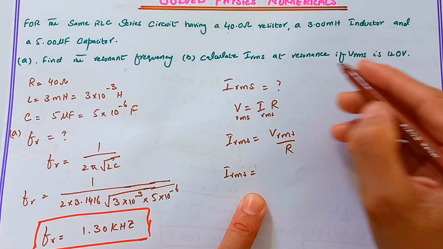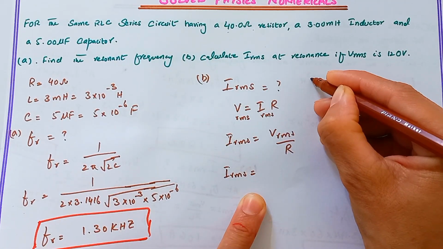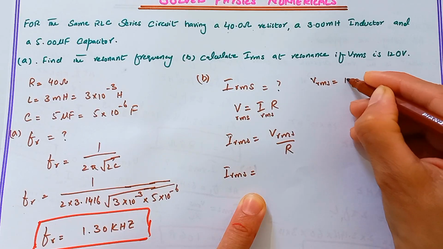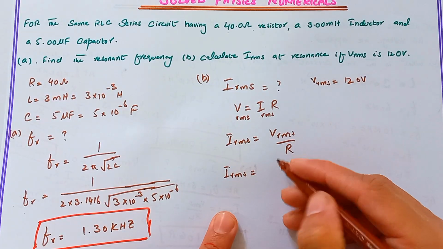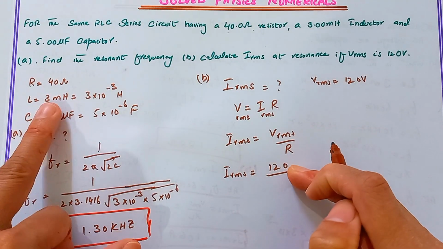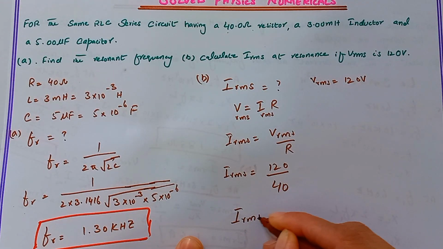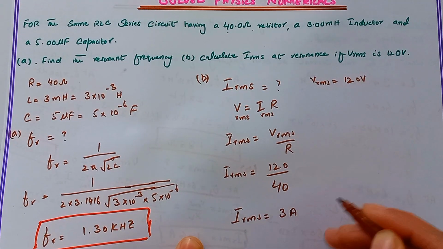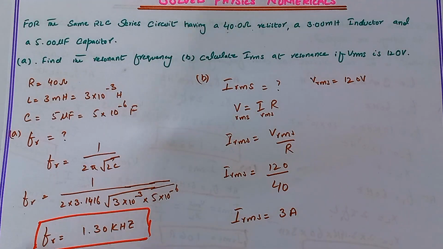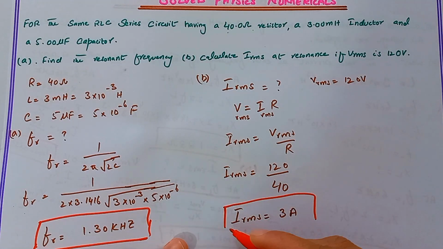For part B, the root mean square voltage is given as 120 volt. Put it in this formula: 120, and the resistor R is given as 40. So the root mean square current is equal to 120 over 40, that is equal to 3 ampere. So here we find the root mean square current is equal to 3 ampere.